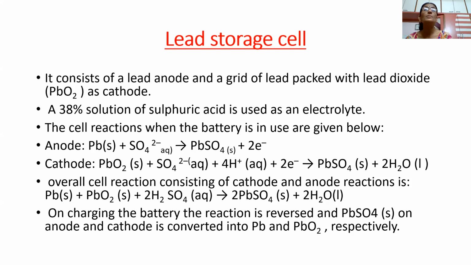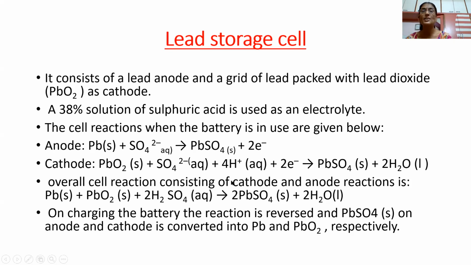When it becomes completely discharged, we want to charge it again. Then what we have to do? We have to pass electric current in it so that again the chemicals will be regenerated. So when current is passed in opposite direction, again the chemical will be regenerated, means this PbSO4 will dissolve in the solution and the reaction will take place in the opposite direction.